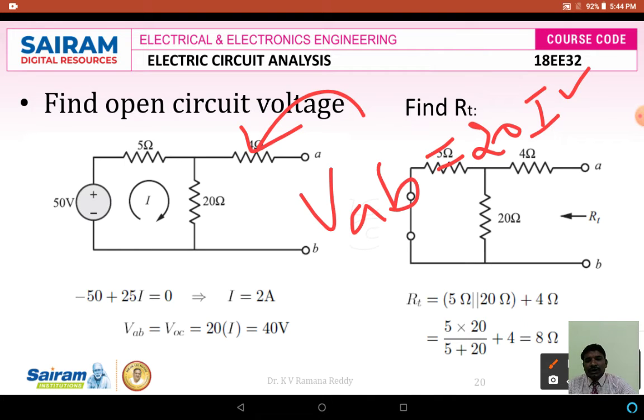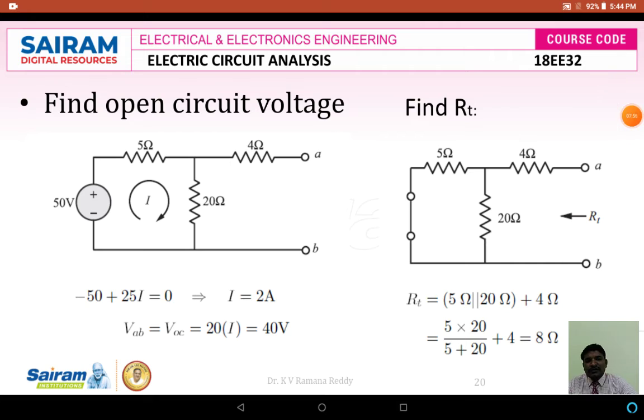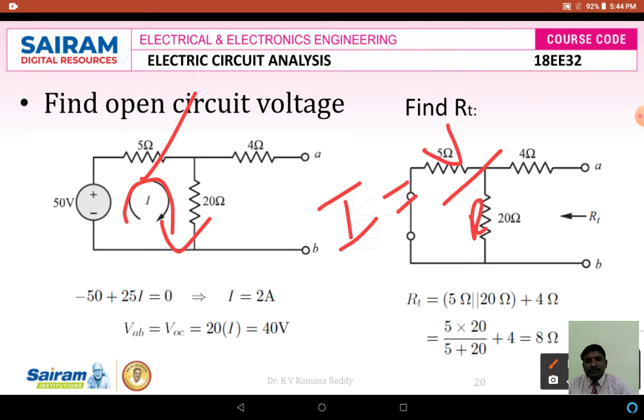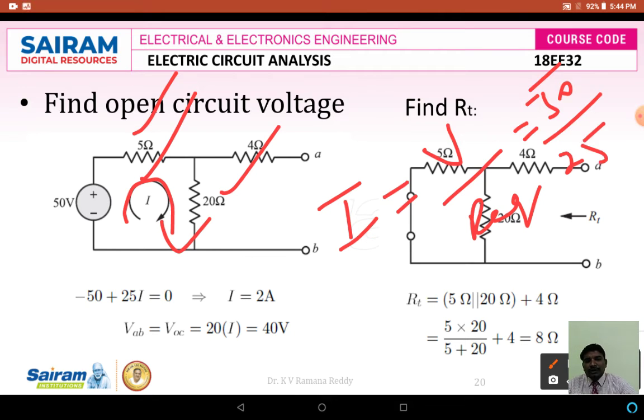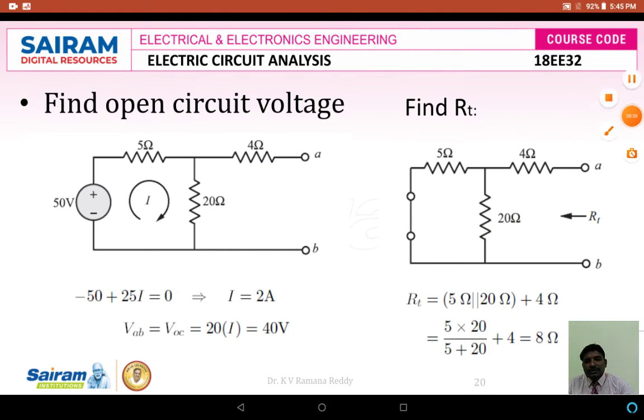We have to find out the current I from the given circuit, from the left side loop. In the left side loop, they already gave us a hint: there is a current I flowing in the clockwise direction. So what is I in this loop? In this loop the current I is equal to V by R equivalent. V means here 50. R equivalent is 5 ohms and 20 ohms connected in series, 5 plus 20, which becomes 25. So the answer is 50 divided by 25, which is 2 amperes.